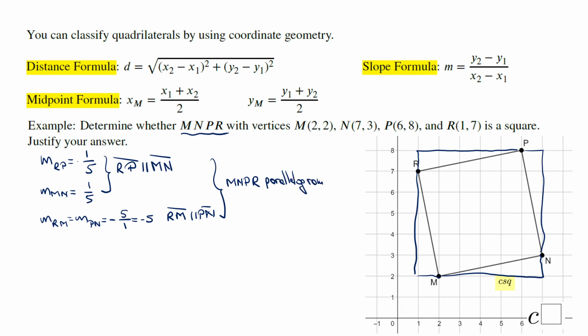Okay, but also if we take a look at the slope of RM, for example, and RP, for example, they are negative reciprocals. So when you multiply, you get negative 1. So that means we have a rectangle here, because this angle here will be 90 degrees. A parallelogram that has a right angle is a rectangle.